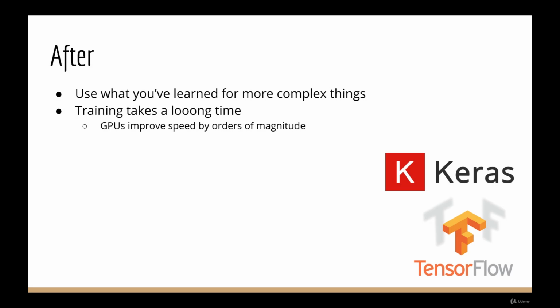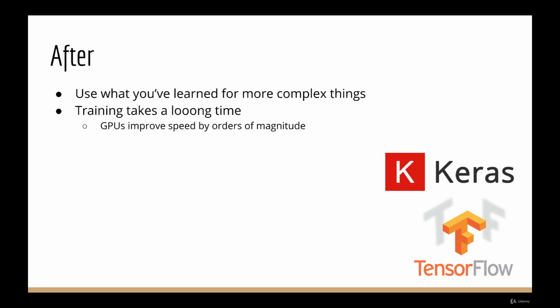So what comes after this course? This course is all about neural networks and how to train them. But once you've learned about that, then you can start using what you've learned as a basic building block for more complex applications. So you can learn about modern deep learning libraries such as Theano, TensorFlow, Keras, and PyTorch, which make writing complex neural networks a lot easier.